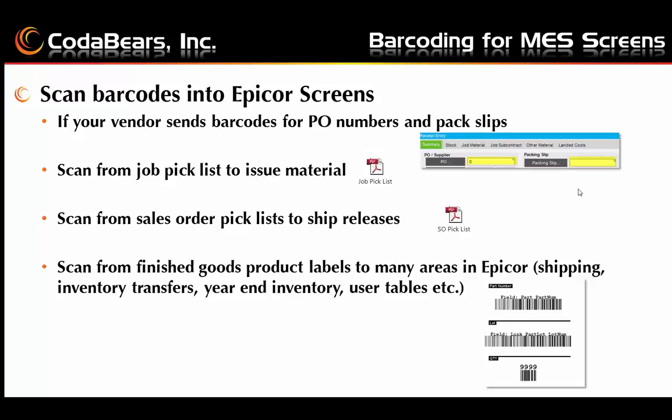You can also scan from a job pick list to issue material, and we'll show an example, or show the report to you in a minute, and scan from a sales order pick list to ship releases. You can also scan from finished goods product labels once you have those in place to many areas in Epicor. For example, into shipping, into inventory transfers, year-end inventory, user tables, etc.